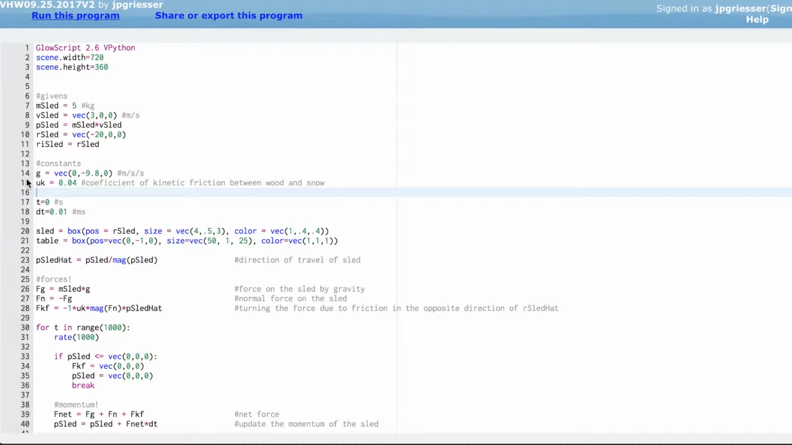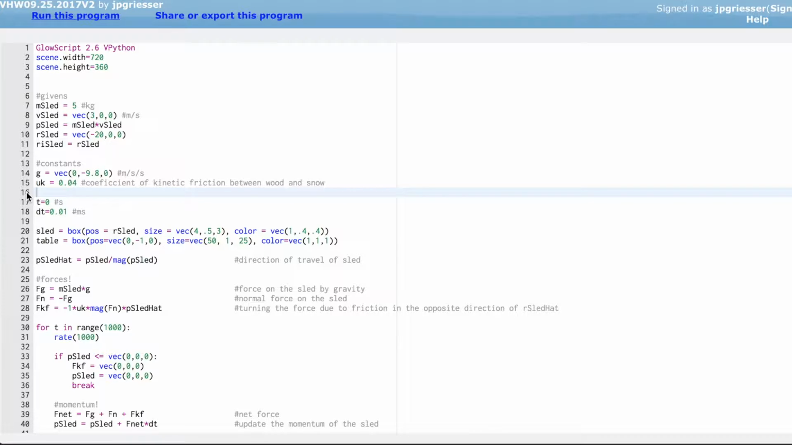In GlowScript, we can enter our givens and our constants. The sled is 5 kilograms. It has an initial velocity of 3 meters per second in the x direction. Its momentum is, of course, its mass times its velocity. Its position is arbitrary, and the value Ri sled, or the initial position of the sled, will be used later on to calculate the total distance traveled.